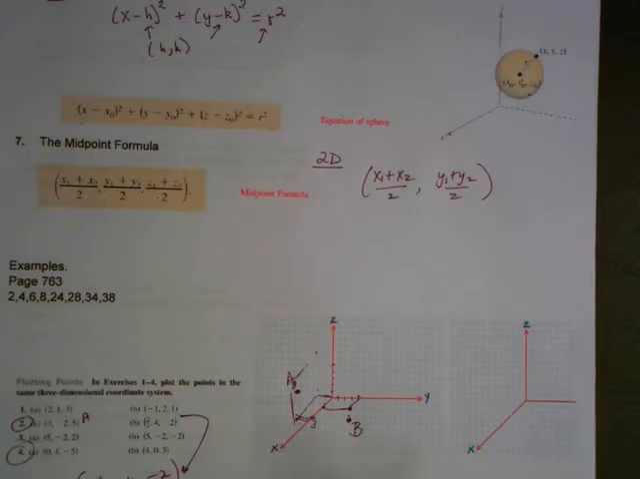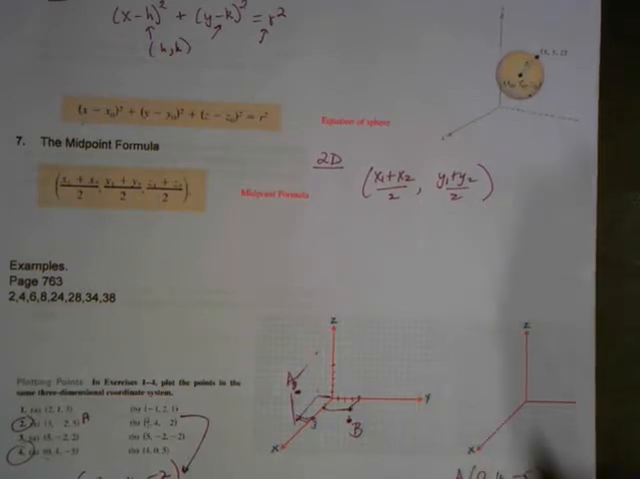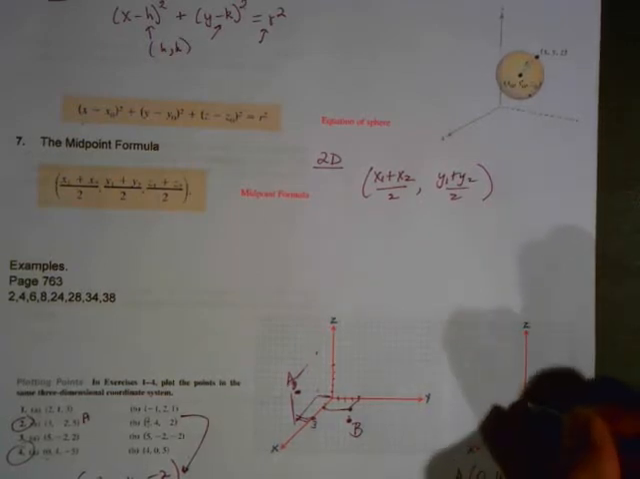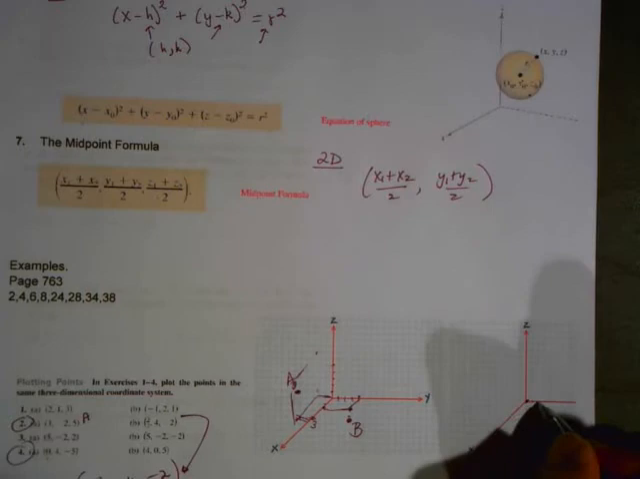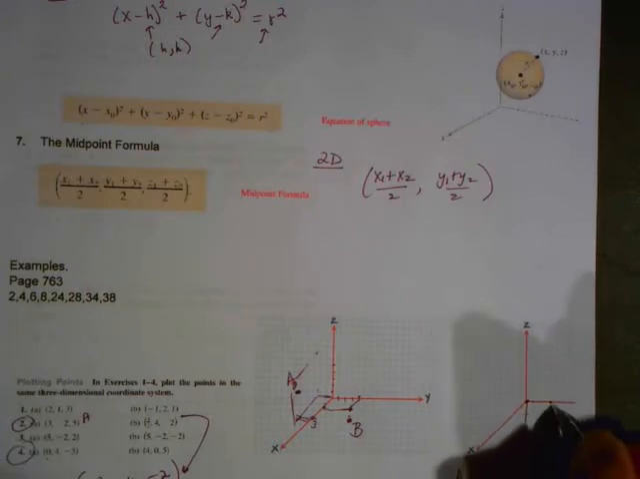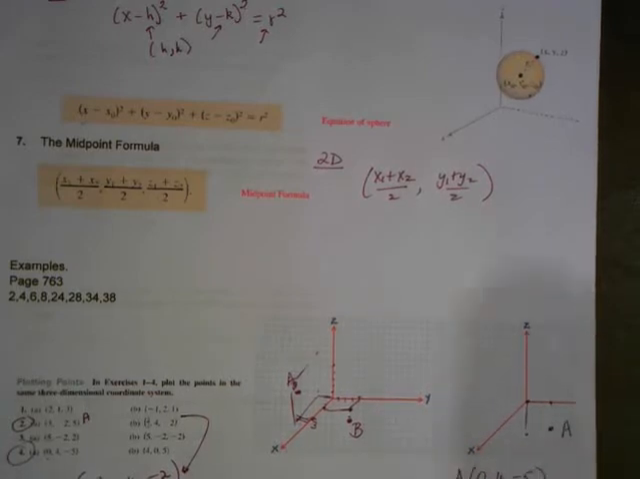Now let's try question 4, where x is 0, y is 4, z is negative 5. So 0 is right here. The y value is 4, 1, 2, 3, 4, and z is negative 5. So that's down in this direction, 1, 2, 3, 4, 5. Okay, so it goes down here. There's your point A.